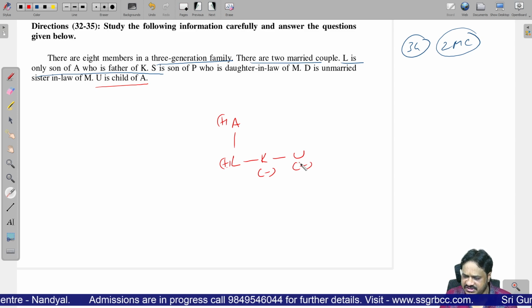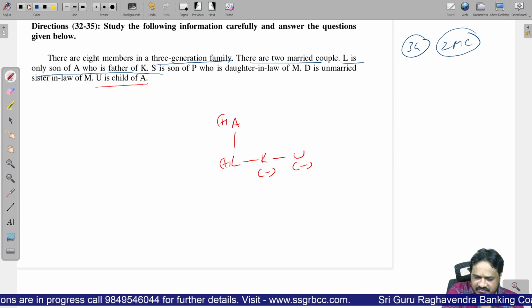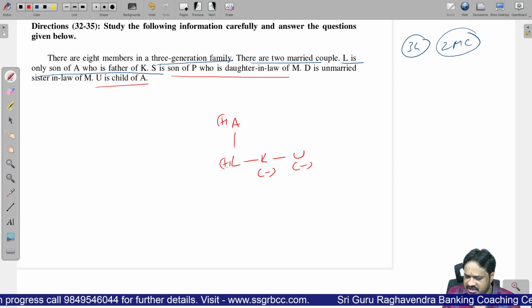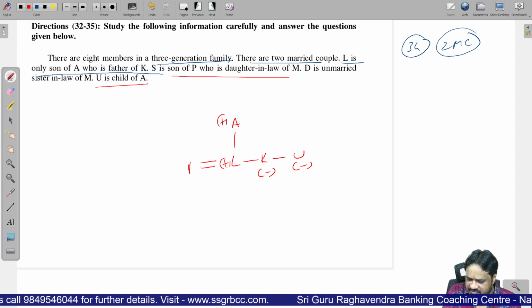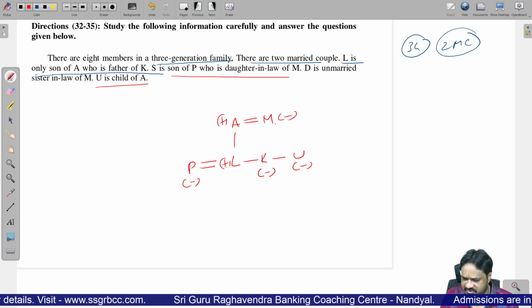S is the son of P, who is the daughter-in-law of M. See this one. S is the son of P. P is the daughter-in-law of M. That means P is married to L and P is the daughter-in-law of M. That means A will be minus.